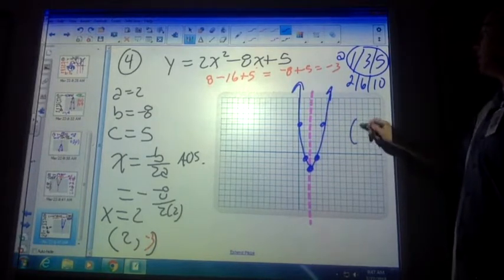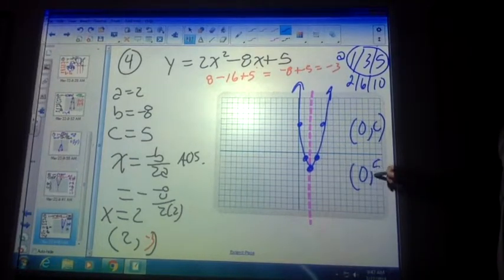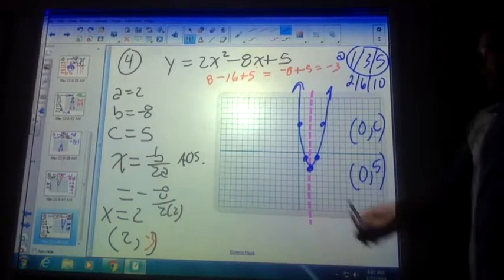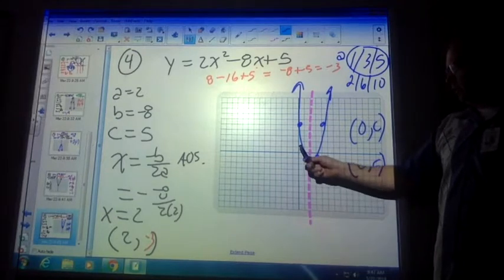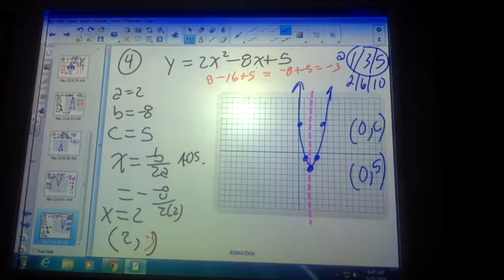Wait a minute. Where it crosses the y-axis is 0 comma c, and that would be 0 comma 5. So let's see, 1, 2, 3, 4. It is. Wow, we're there.